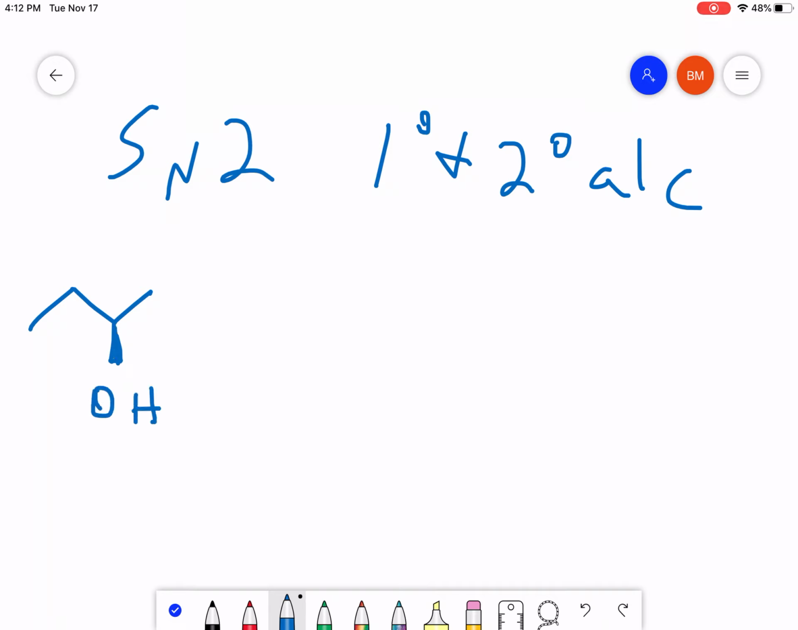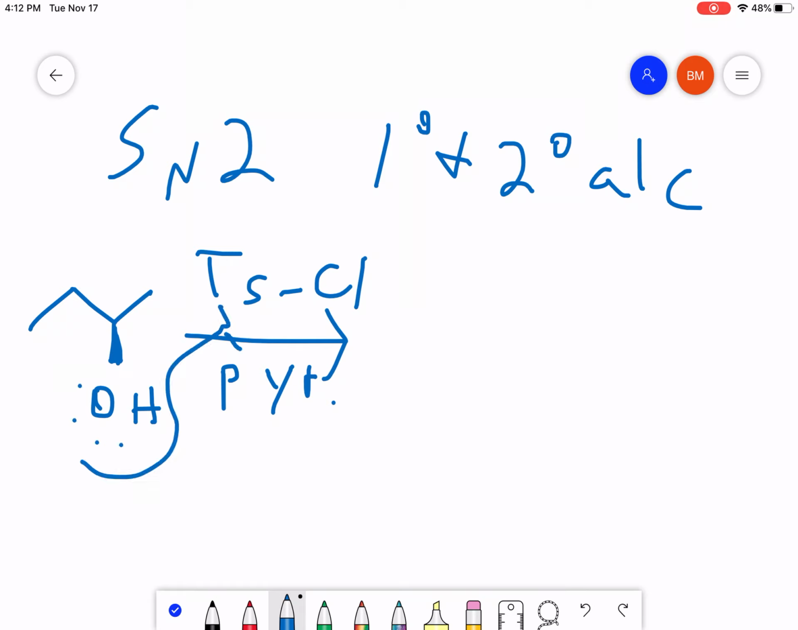Okay, so let's say we have something like this. And you're making a tosylate. Now, just like we saw before, we're going to get a nucleophilic attack on the sulfur, and that's going to get kicked off. Pyridine's going to deprotonate. I'm just going to sort of skip ahead to the end here because it follows the same mechanism that we saw before.